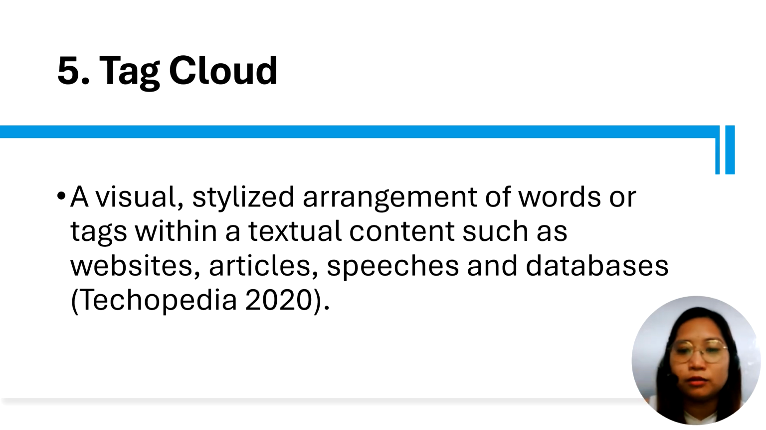Next is tag cloud. When you say tag cloud, it's a visual stylized arrangement of words or tags within a textual content such as websites, articles, speeches, and databases. So if you try to explain something or present a text and you have made words that are difficult, you can use hyperlinks, you can use tags. And if your readers click that tag, they will be redirected to another page so that they can read the meaning or maybe they can read another part of your story. So that's a tag cloud. I hope that's clear. So let's continue to the video.